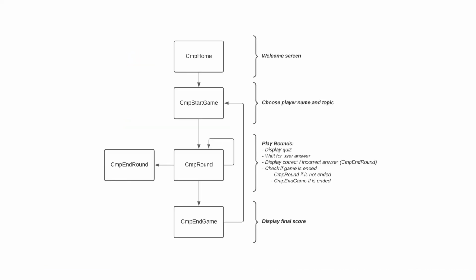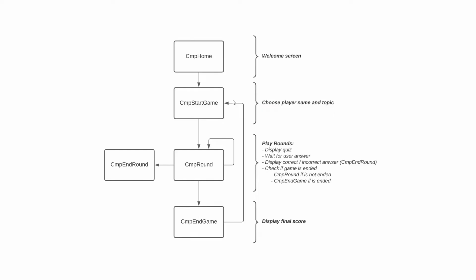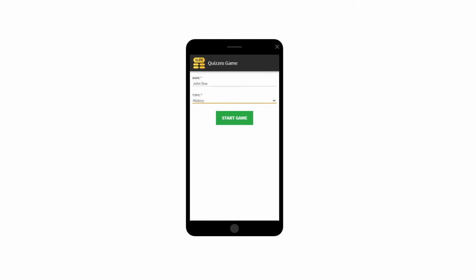So in this diagram, we can see all 4 of our mobile app components. The entry point will be CMP home, and it will have a welcome screen with a button to create a new game. By clicking on this button, you will navigate to the CMP start game component that will handle the name and topic selection for the game. In turn, it will also have a button to start the game.